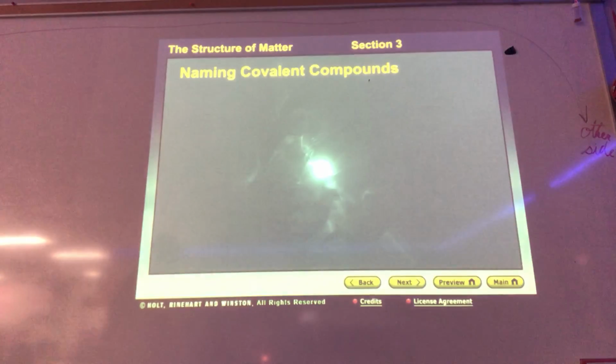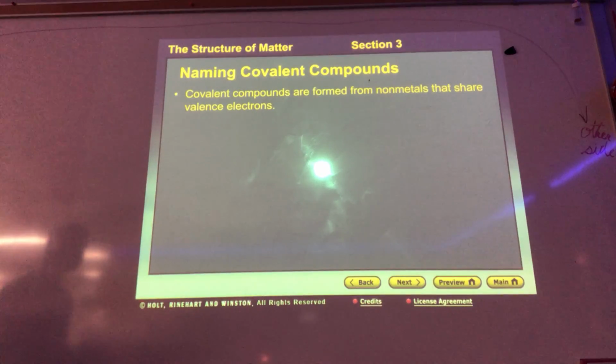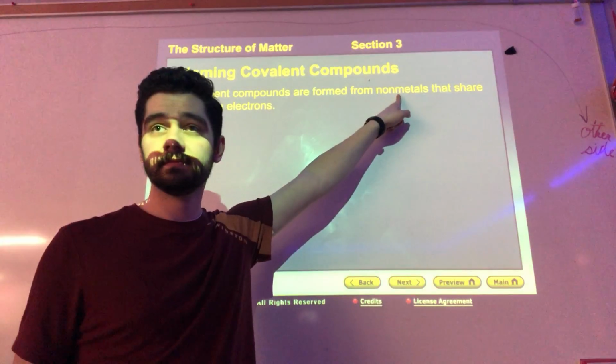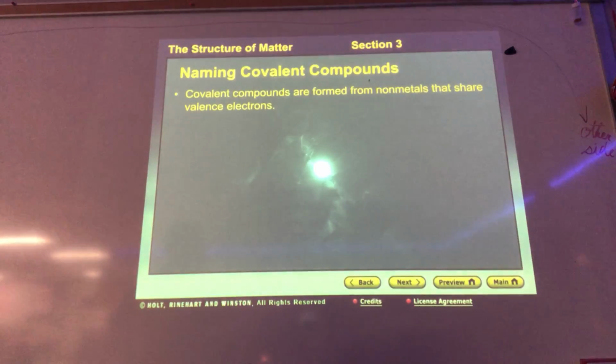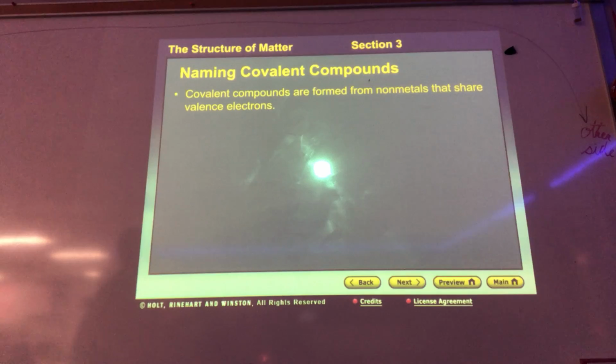Covalent compounds form between nonmetals, okay? Remind me, where are the nonmetals on the periodic table? They're on the right side, above the staircase, so top right. Some examples of nonmetals would be carbon, nitrogen, phosphorus, sulfur, bromine, oxygen, fluorine, hydrogen, helium. Hydrogen is the one exception on the other side.